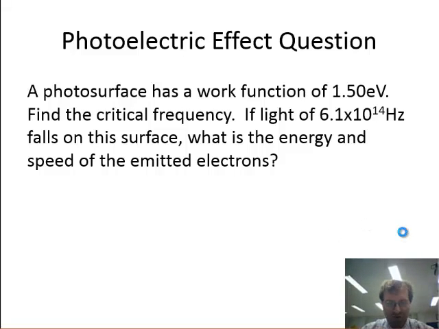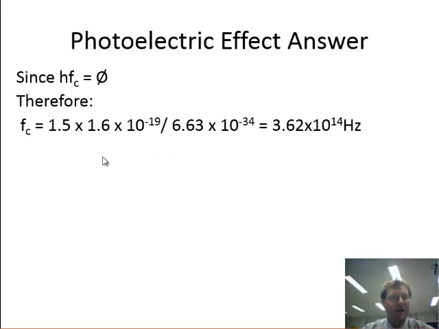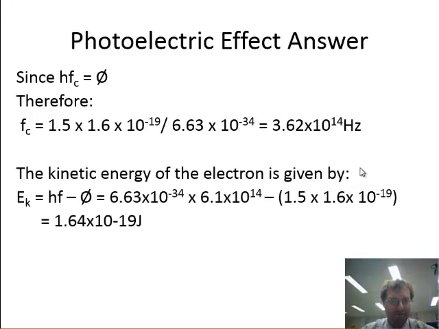So first of all, the critical frequency. Since the work function is equal to the critical frequency multiplied by Planck's constant, I can then work out the frequency is going to be 3.62 times 10 to the 14 Hertz. Any light which has a frequency below that is not going to cause the photoelectric effect to take place.